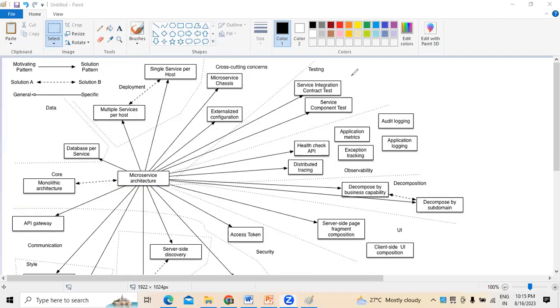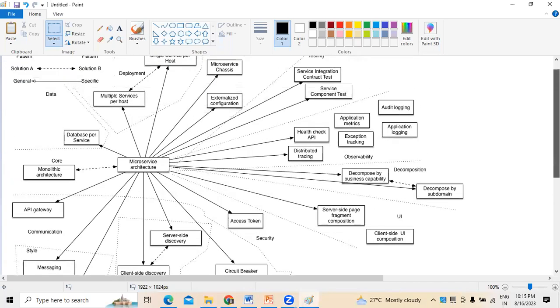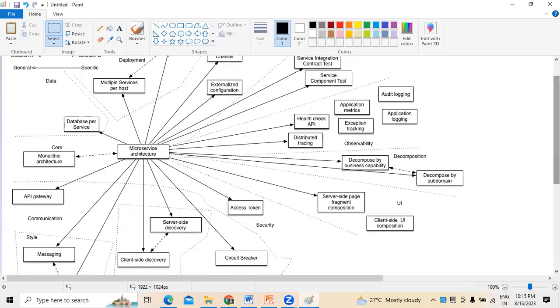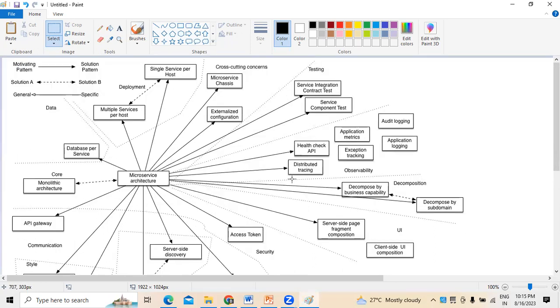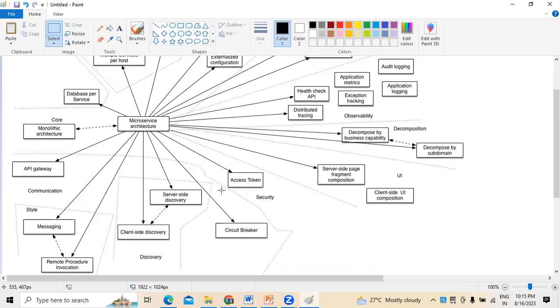Now, in order to understand this from the context of the observability patterns, we will be having log aggregation, different log aggregations and so on. At the same time, whatever application metrics we have, followed by audit logging, distributed tracing, exception tracking, and health check APIs, all these things are essentially required in this.